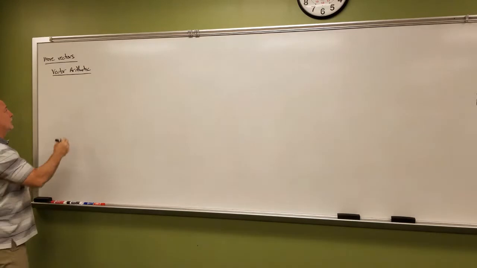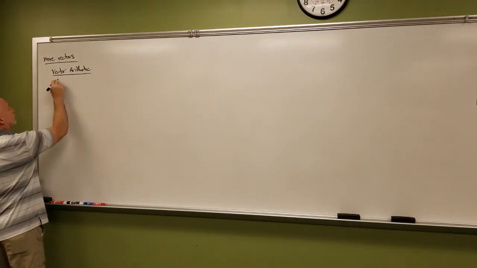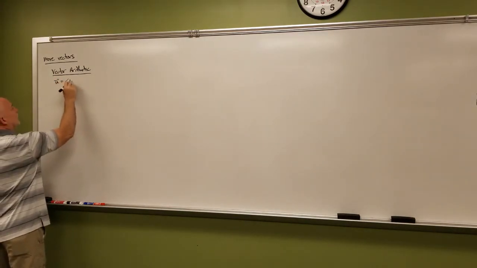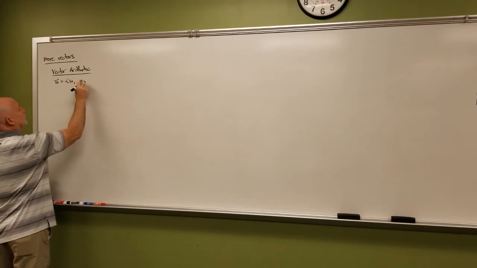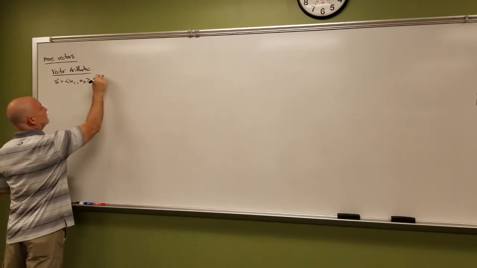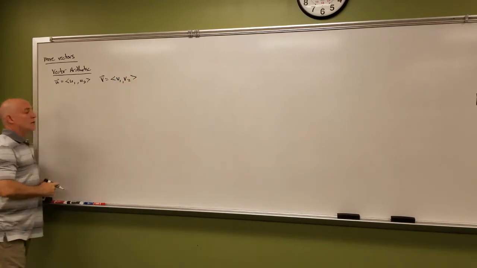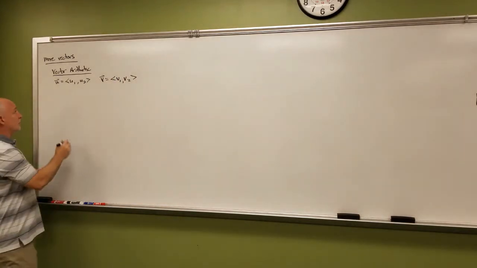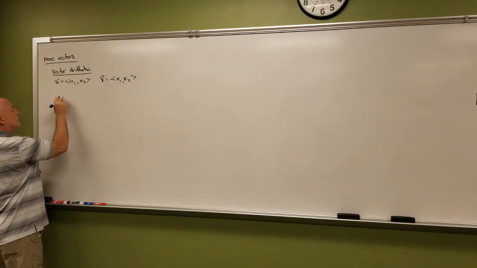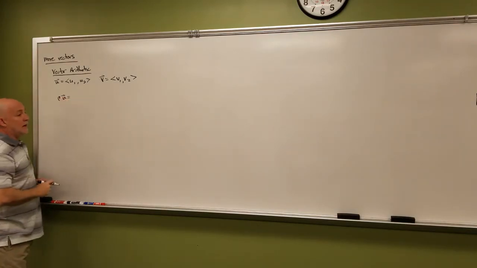Well, let's say generically speaking, we start out with two vectors. Let's call it the vector u, which is u1, u2, and the vector v, which would be v1, v2. How do we do arithmetic with these? Let's start out with this. What happens if I take a vector and I multiply it by a constant?